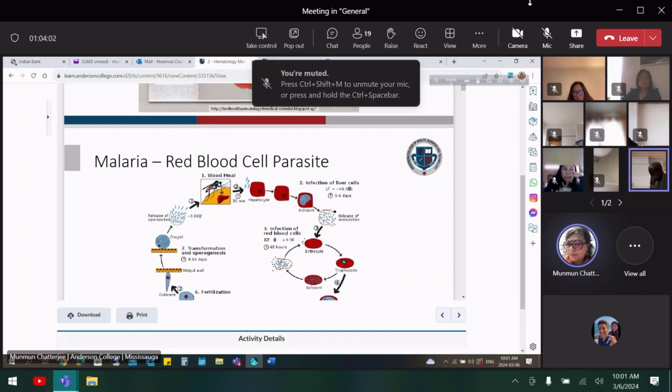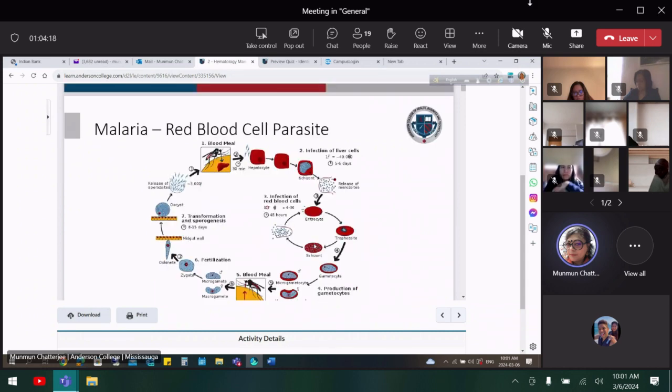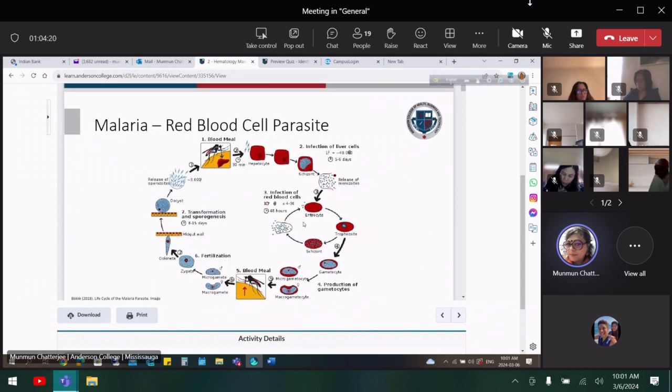They multiply. The blood is infected first in the liver, from the liver. Ultimately, the first infection is in the liver cells. From there, it goes to the RBC. Mainly, we are concerned with the RBC.